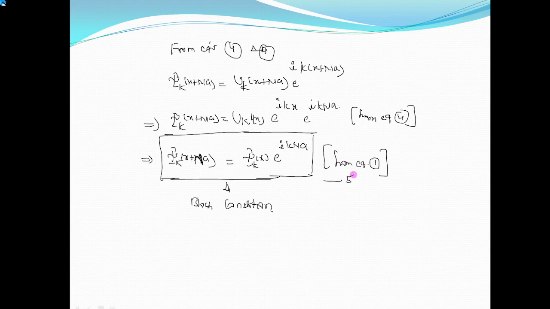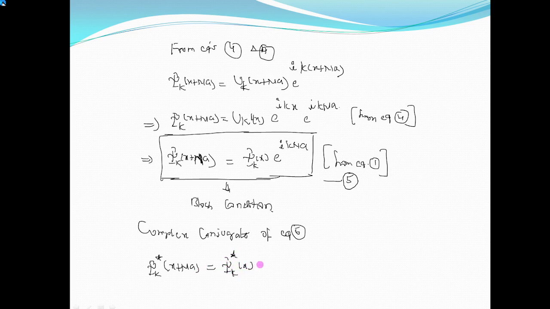Okay. Now this is equation number 5. Now I'll take the complex conjugate of equation 5. So what is the complex conjugate of equation 5? Psi k star (x+Na) is equal to psi k star (x) e power minus ikNa. This is equation number 6. This is the complex conjugate of equation 5.